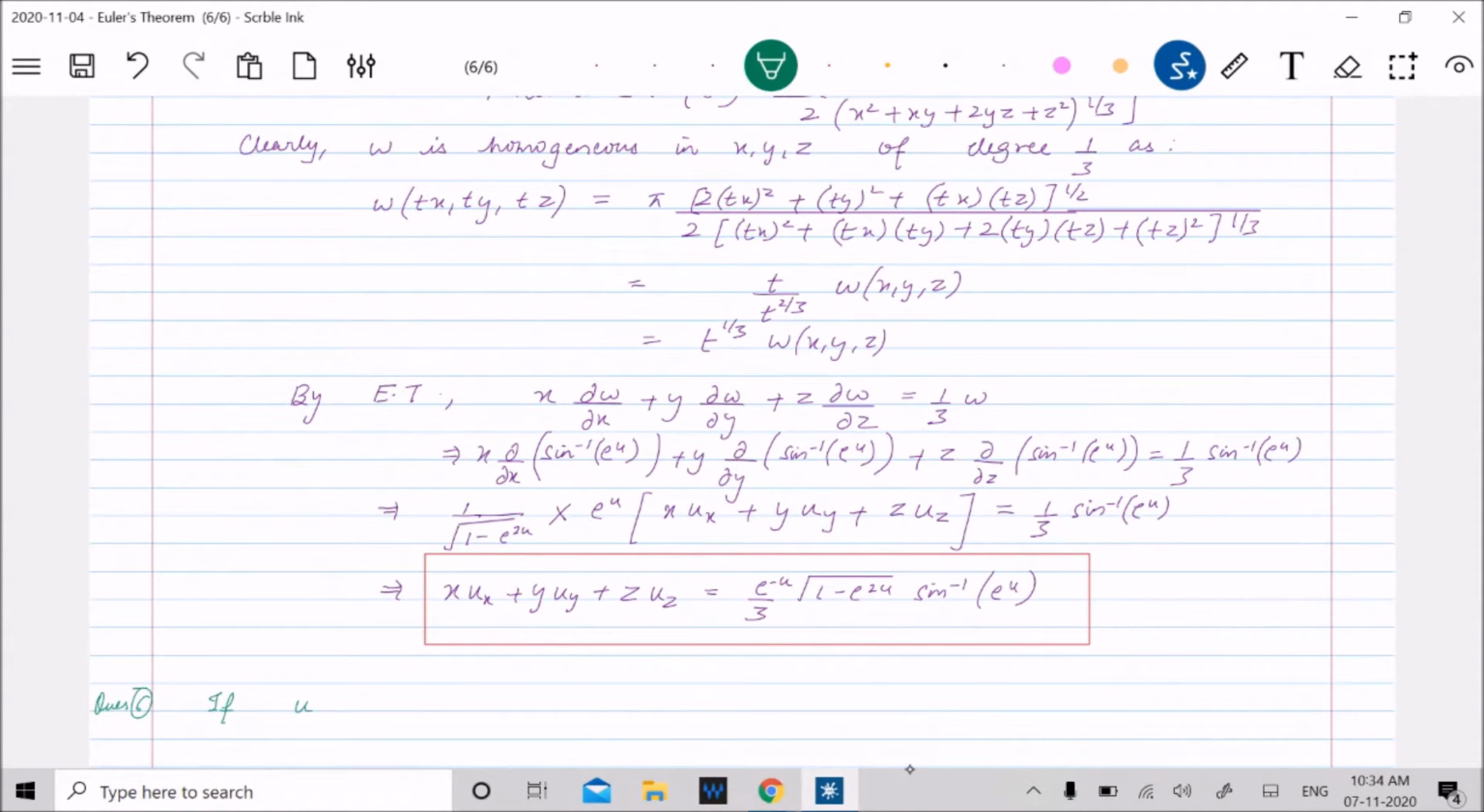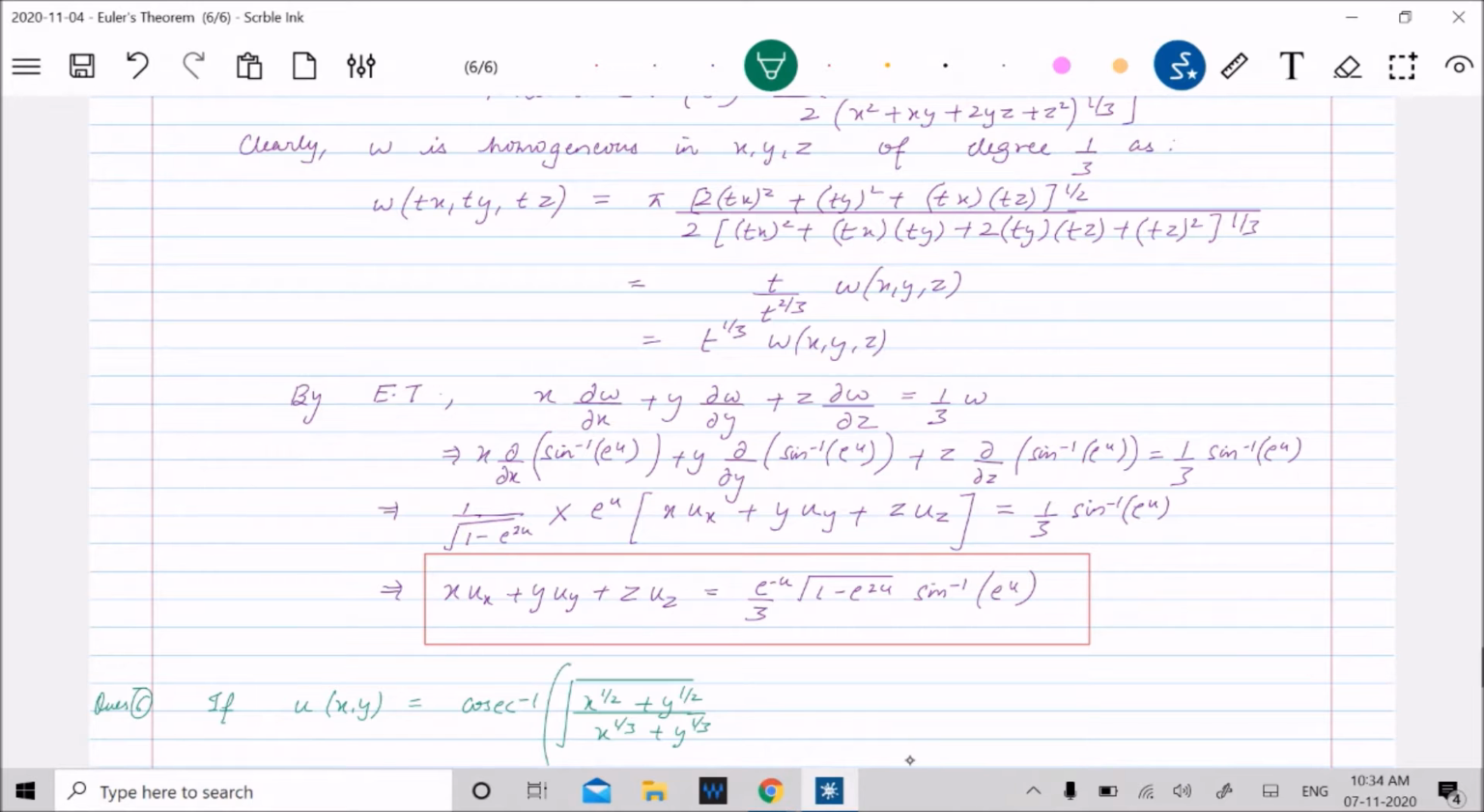For u, and this is a function of 2 variables x and y, that is cosec inverse of x to the power half plus y to the power half divided by x to the power 1 by 3 plus y to the power 1 by 3, and this whole thing has been kept inside the square root, right?